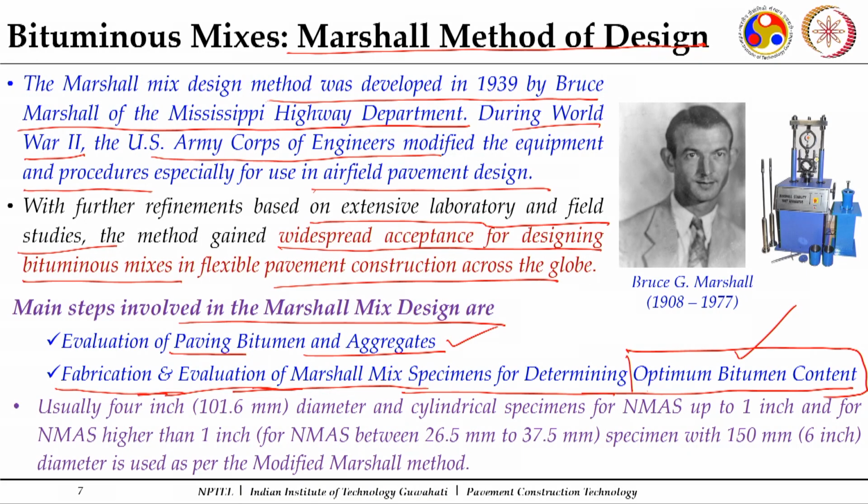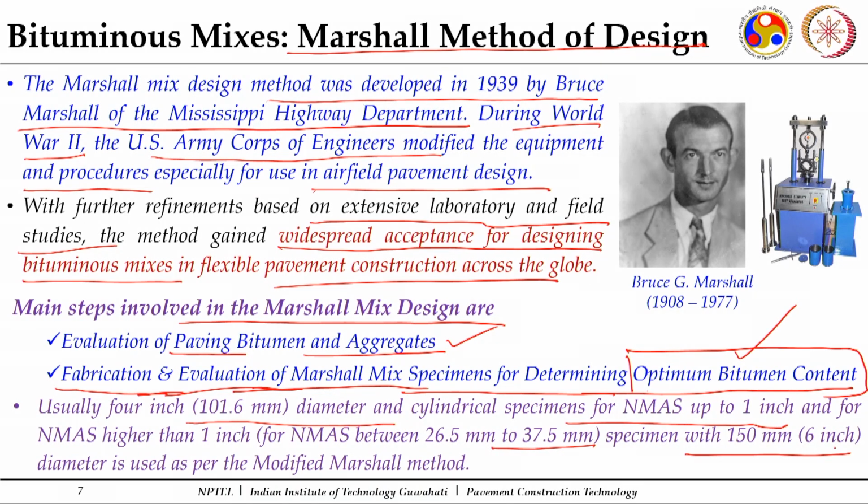Now, for this particular exercise, the cylindrical specimens are to be prepared. The most commonly used are 4-inch specimens having a diameter of 101.6 mm. This is specifically for aggregates having NMS up to 1 inch, and for NMS greater than this, normally for NMS up to 37.5 mm, that is 1.5 inch, we can normally go for specimens prepared with a diameter of around 6 inches.